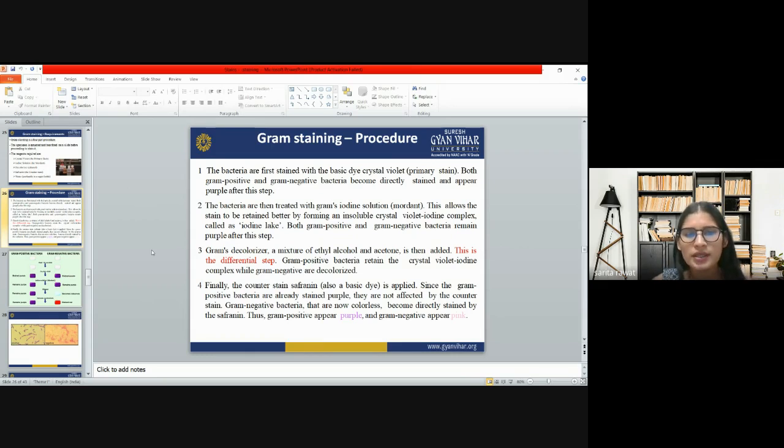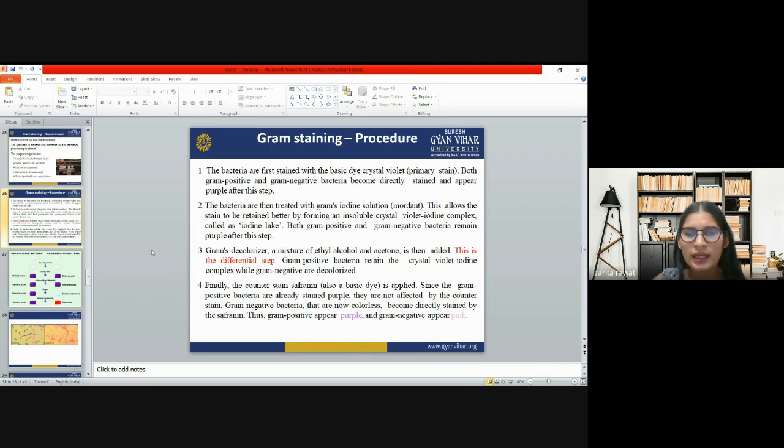Then the third step is the Gram decolorizer. A mixture of ethyl alcohol and acetone is added, and this is the differential step. Gram-positive bacteria retain the crystal violet iodine complex, while gram-negative bacteria are decolorized. So as you can see, in the first step both bacteria are colored, in the second step we are just fixing their coloration, and in the third step, while we are using the decolorizer, only the gram-positive bacteria retain the same color and the gram-negative bacteria are decolorized.